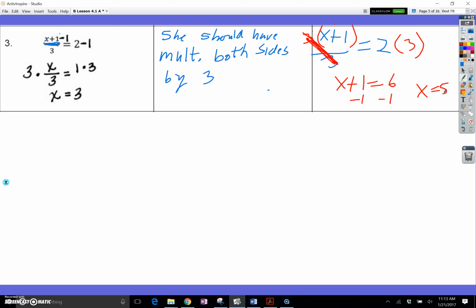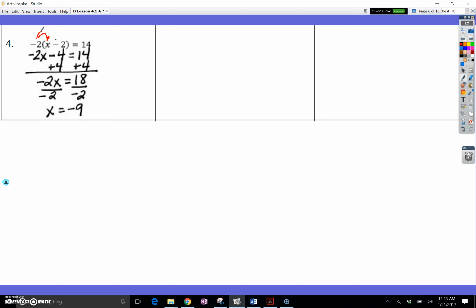Alright, next one. Let's see what we did here. This person started by distributing the negative 2 here. So negative times a positive is a negative, but a negative times a negative is a positive. So what she did there, that was her first mistake. That multiplication of negative 2 to this negative 2 should have been positive 4. So she did not multiply the negatives correctly.